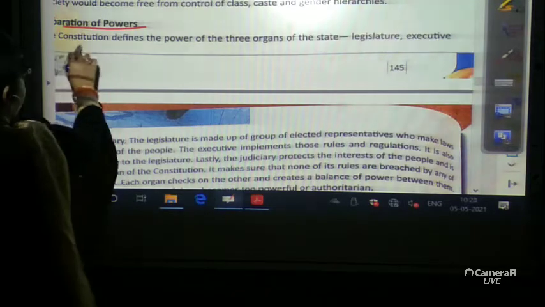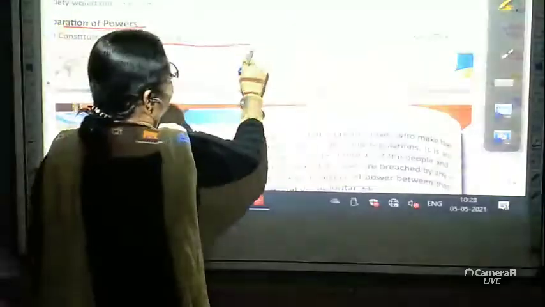Now, the Constitution defines the powers among the three organs. One is the legislature, which we have discussed, which makes law; the executive, which executes the law; and the last is the judiciary, which relates to the court system. These are the three organs of the state: legislature, executive, and judiciary.